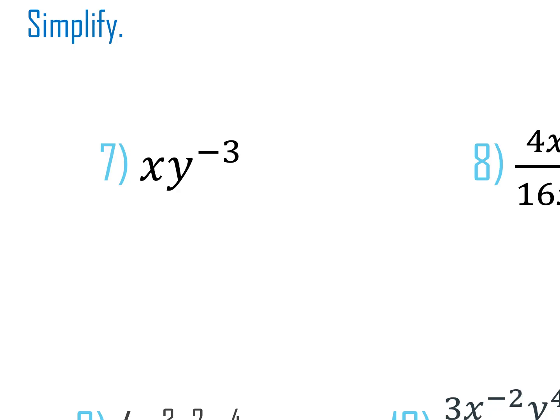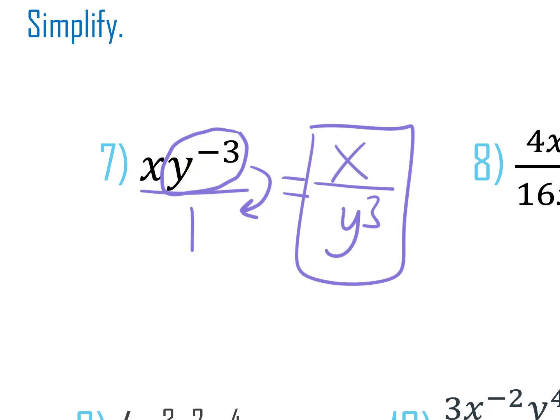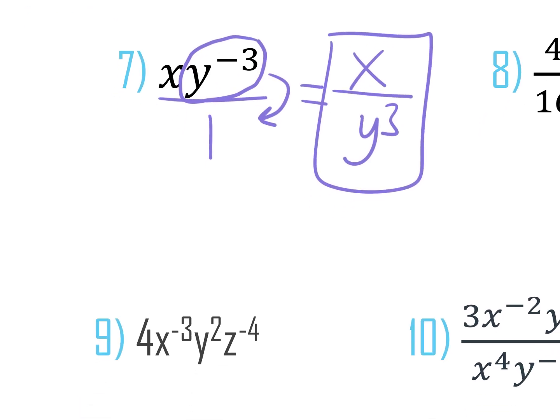All right, what's going to switch positions here? Just the y. Do we see why it's just the y? Yeah. Good, because this negative 3 is only over the y. So this is going to move to the bottom. X is going to stay on top. And then it's going to be y to the positive 3. Good.